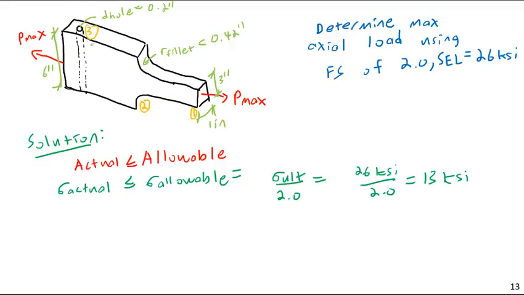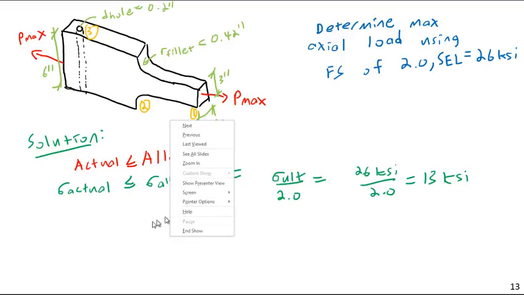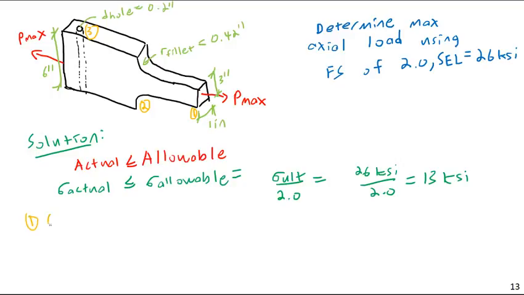I am not going to even bother checking it at the main broad cross section, because if this cross section is okay, then this cross section is definitely okay. This one has no stress concentration factor, and this one won't either, right? The main cross section right here. So this cross section is definitely not going to control, and I'm not even going to bother checking it. So one, check at neck.